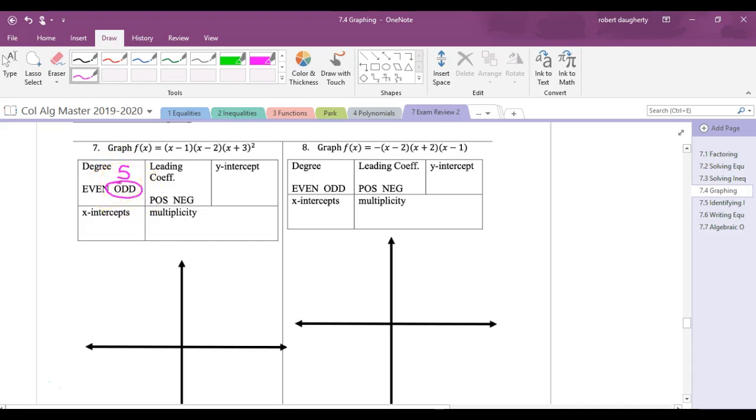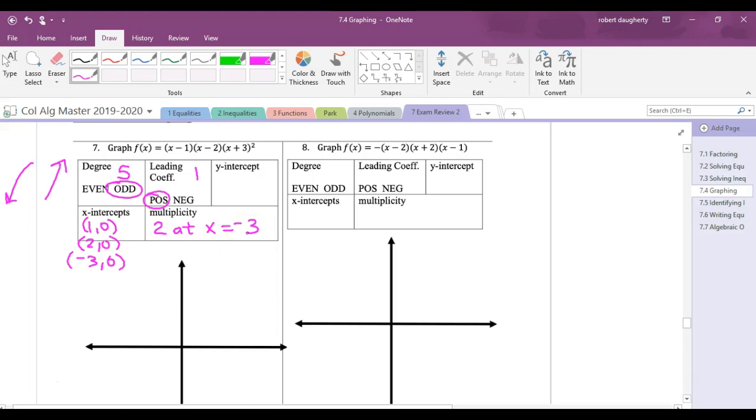That's an odd polynomial. The coefficient of this is going to be 1, which is a positive number. So odd positive means that this is going to look like this on the end behavior. It's going to look like x cubed does. What are the x-intercepts? 1, 0, 2, 0, and negative 3, 0. Is there multiplicity? Yes, there's a multiplicity of 2 at x equal negative 3. So I will not cross the axis at that point.